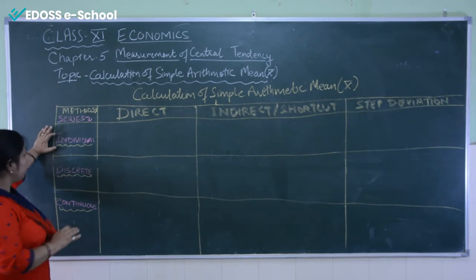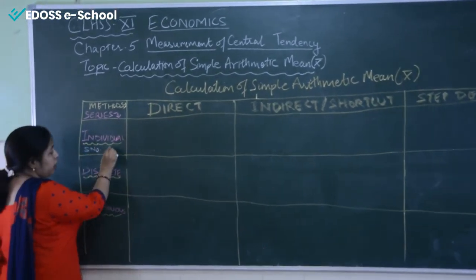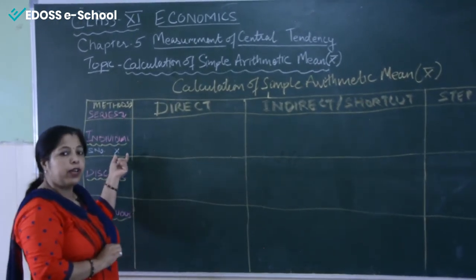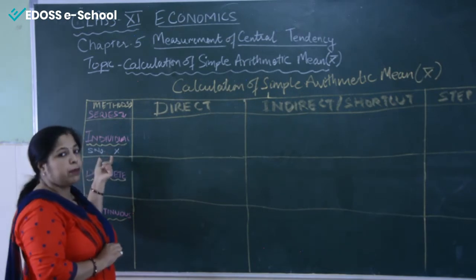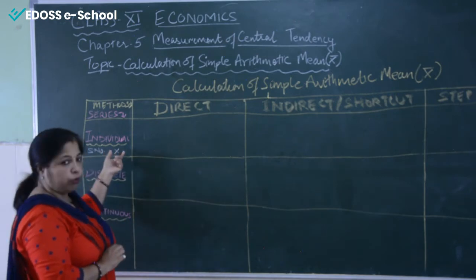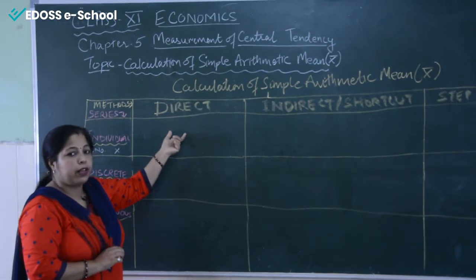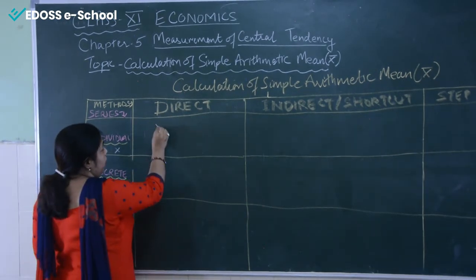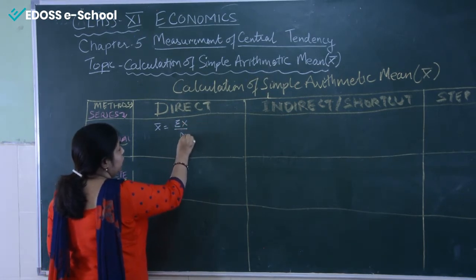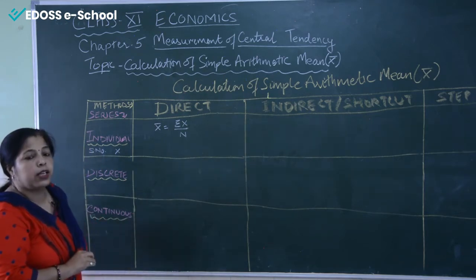Now as you all know, in individual series, serial numbers are given and the actual data x is given. Means we have a single column of x where we write serial numbers and write it in ascending or descending order, as you all know. Now in individual series, how to calculate mean in direct method? For this, the formula is mean is equal to summation x upon n. Here is the formula to calculate mean with the direct method.